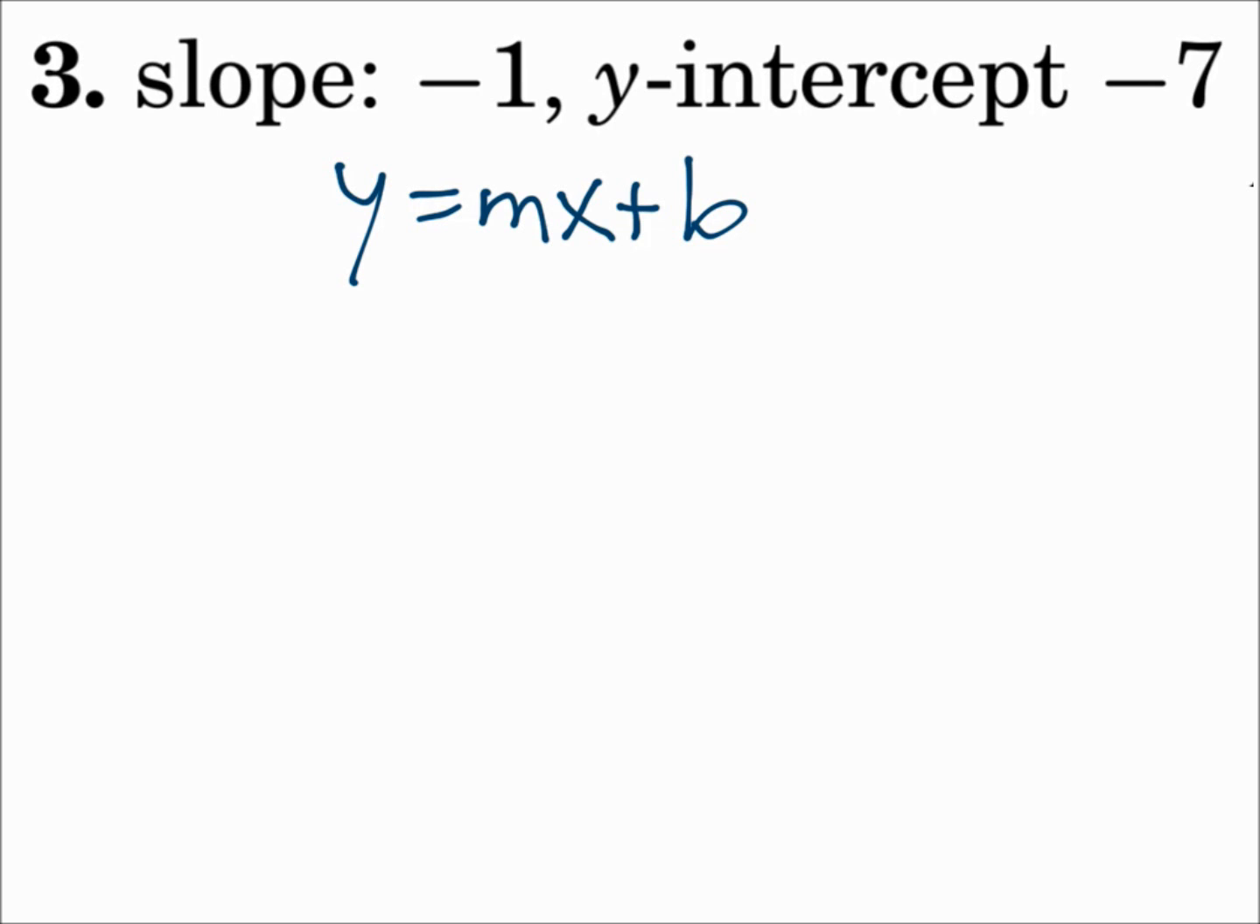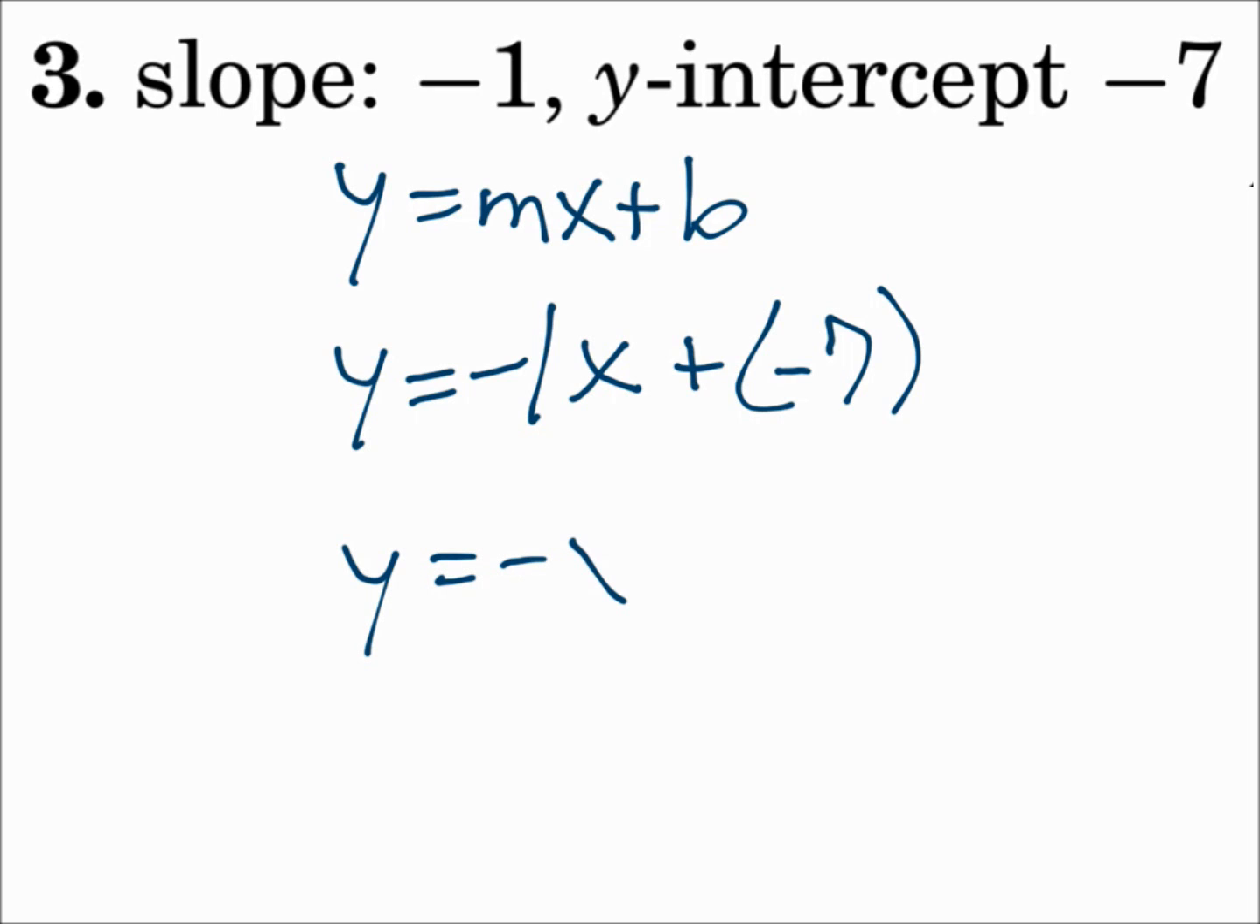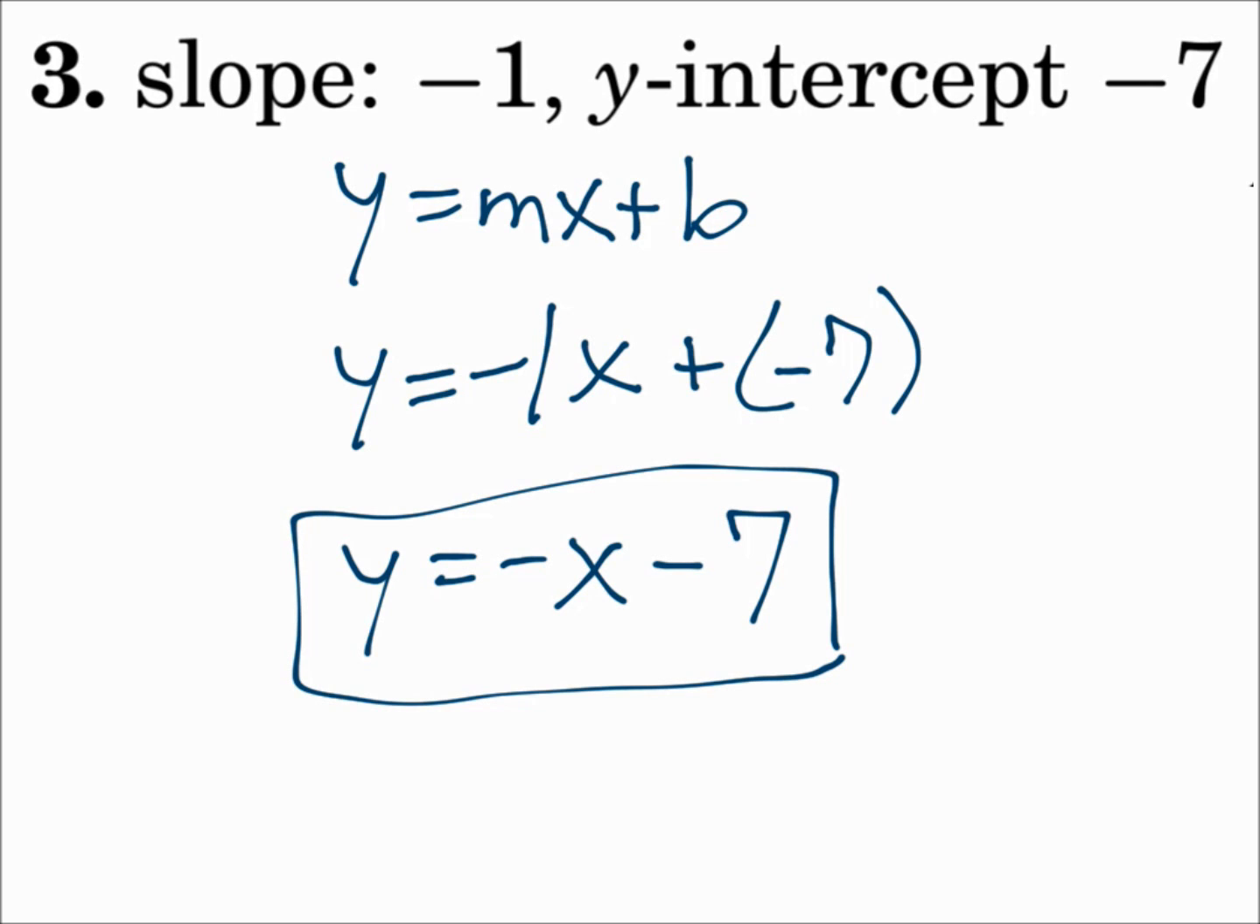Number 3. The slope is negative 1 and the y-intercept is negative 7. Well, in y equals mx plus b, m is the slope, so substitute negative 1 in for m. The y-intercept is b, so substitute negative 7 in for b. And then simplify. Instead of saying negative 1x, just say negative x. And instead of saying plus a negative 7, just say minus 7. Always simplify things if necessary.